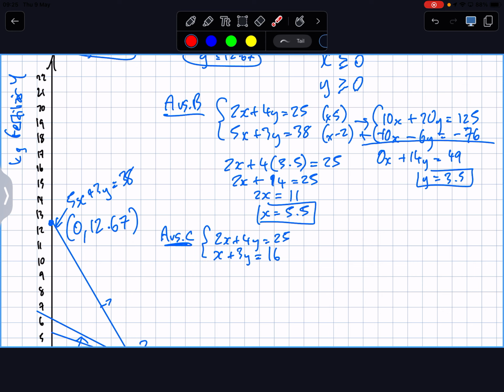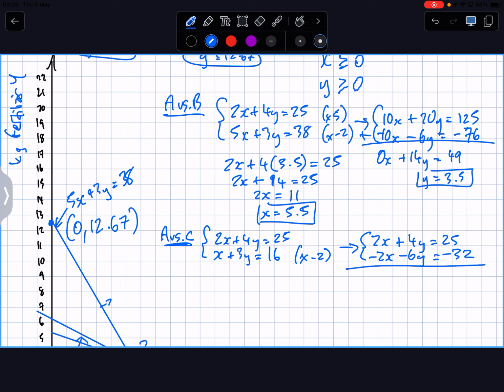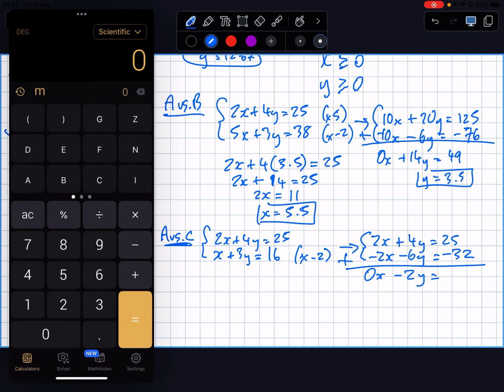What could I times the bottom line by to make it the same size but opposite sign as 2? Good, times by -2. So working out goes here. I didn't do anything to the top line. 2x plus 4y equals 25. Negative 2x take 6y equals negative 32. I can add vertically. If I've got 2 x's, but take 2 x's, I've got 0 x's. 4y take 6y is negative 2y. 25 take 32, negative 7.